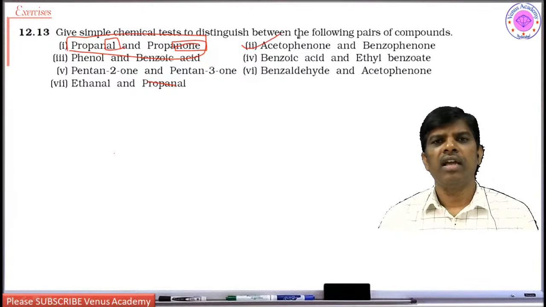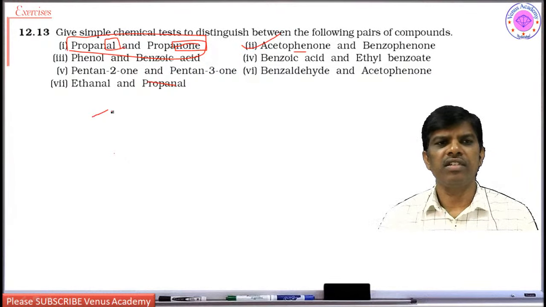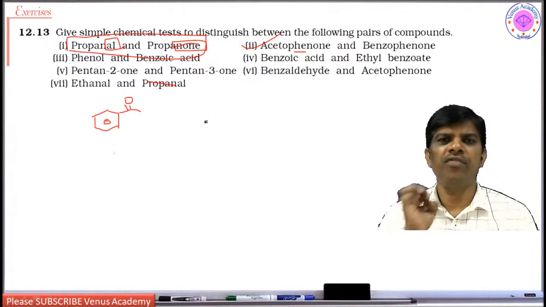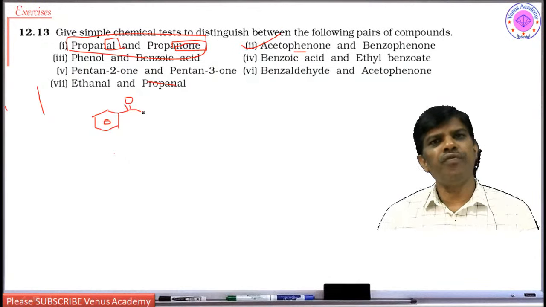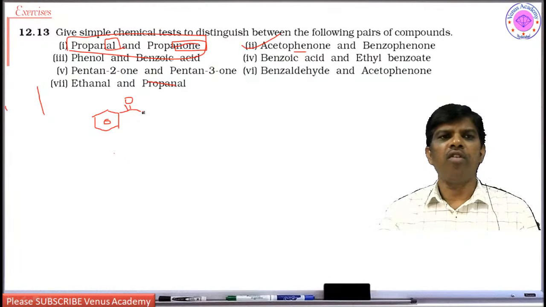Acetophenone and benzophenone. Acetophenone, this is the structure, students. So acetophenone has a methyl ketone. Methyl ketones can be identified by the haloform test or iodoform test, whereas benzophenone, so on this side it is a benzene ring. This side, if it is a benzene ring, it is known as benzophenone. Benzophenone is not going to give the haloform test.